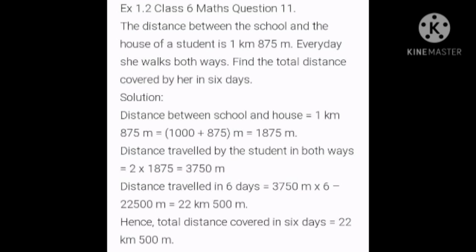So both ways she is traveling 1875 meter. Both ways means two sides. So 2 into 1875 gives you 3750 meter. Distance traveled in 6 days is 3750 meter multiplied by 6, which gives you 22,500 meter. So you are going to convert the 22,500 meter in terms of kilometer and meter, which gives you 22 kilometer and 500 meter.